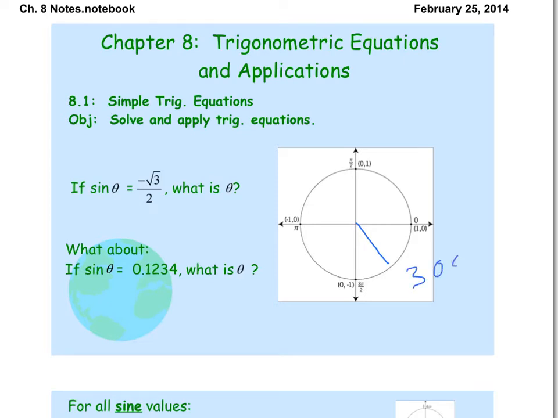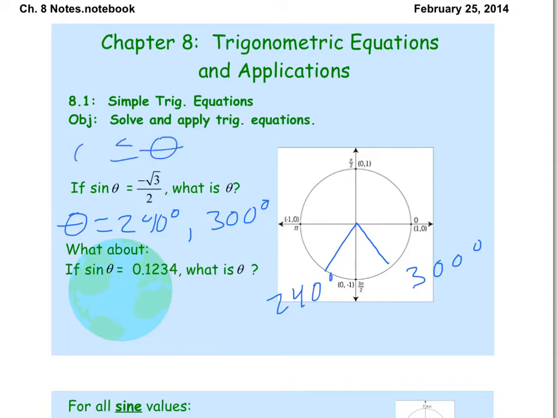Now I'm just going to cut to the chase here, and you could certainly go to a unit circle to verify these, but there are 2 points on the unit circle where the y-coordinate is negative square root 3 over 2. It's 240 degrees and 300 degrees. Okay, and those are the solutions for theta on the unit circle, so any value of theta from 0 to 360 degrees. Okay?